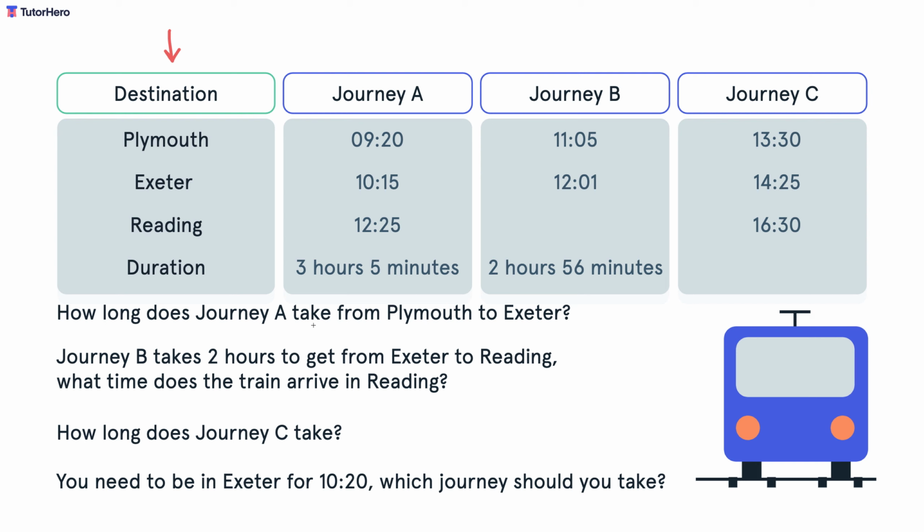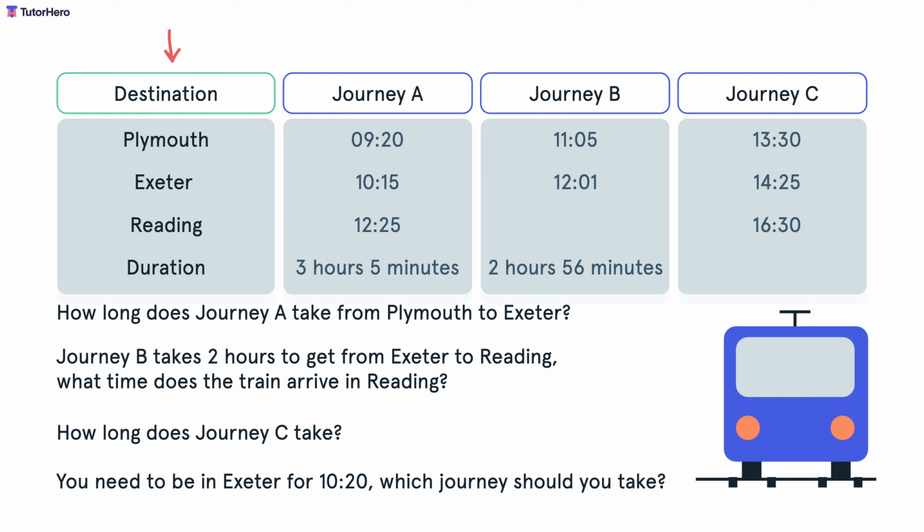How long does journey A take from Plymouth to Exeter? Journey B takes 2 hours to get from Exeter to Reading. What time does the train arrive in Reading? How long does journey C take? And you need to be in Exeter for 10:20. Which journey should you take? Pause the video, take your time and have a go at answering all 4 questions.